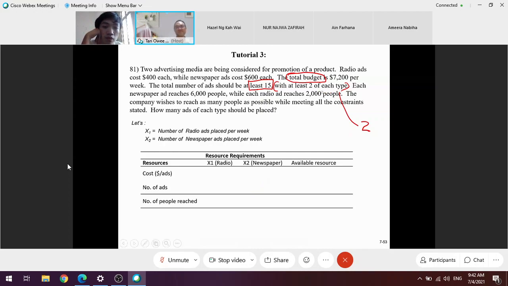Okay, now we start filling the numbers into the table. Radio ads cost 400. Where do we put 400? Cost, radio. Don't put it in the N here, because it is not profit. So this is 400. And newspaper cost 600. The total budget, if you want to find the same, there is none. It is cost versus budget, not cost. So you must understand the scenario.